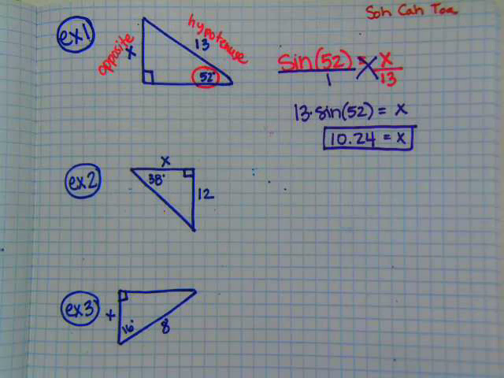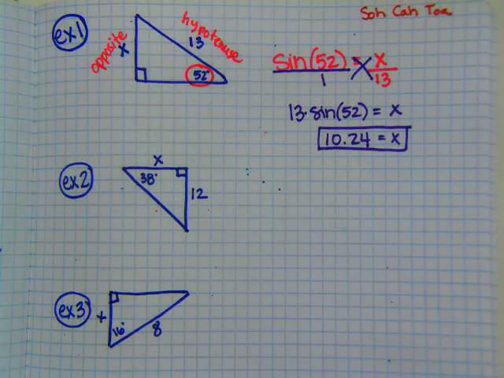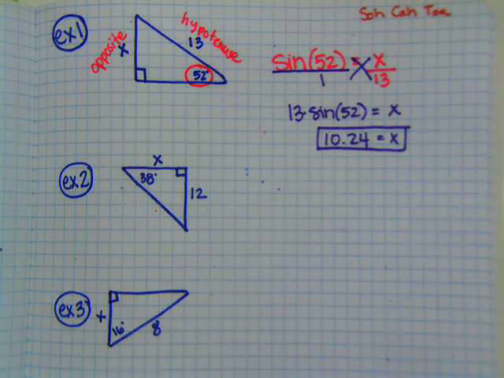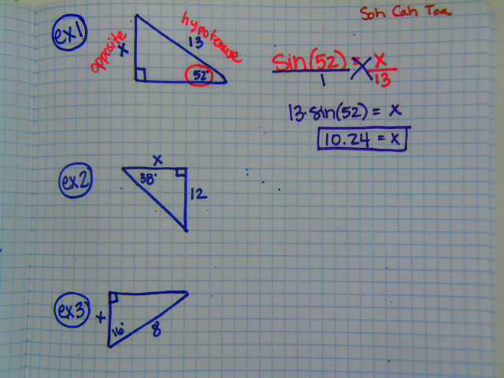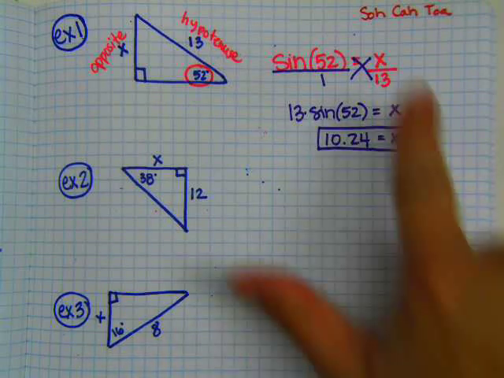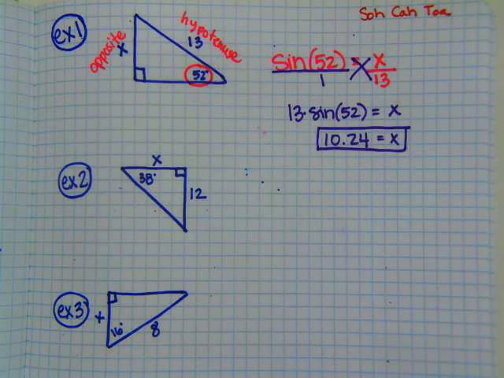Okay, so go ahead and do those 2 examples. The video is going to pause. You're going to put in your answers, and the video is going to continue. And I'm going to go over them. But remember, decide which ratio it is, sine, cosine, or tangent, before you start the problem.